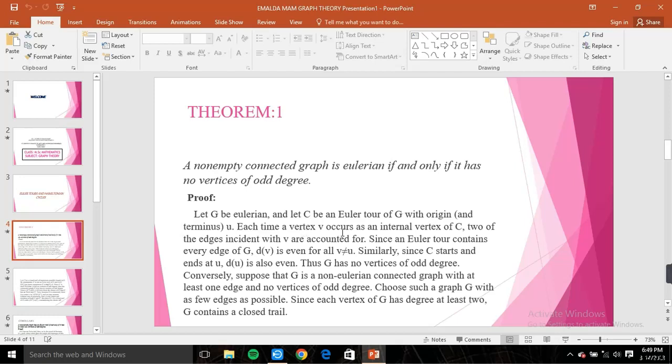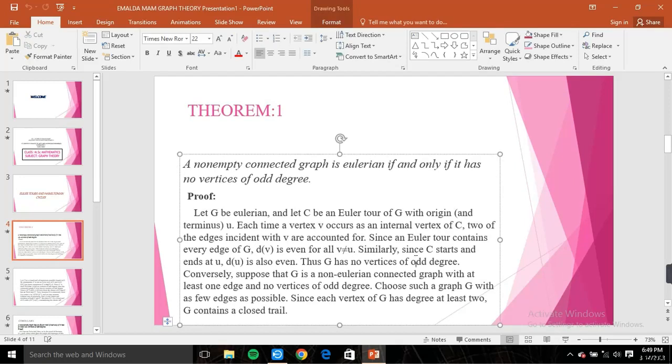Each time a vertex V occurs as an internal vertex of C, two of the edges incident with V are accounted for. Since an Euler tour contains every edge of G, the degree of V is always even for all V not equal to U. Similarly, C starts and ends at U, therefore the degree of U is also even. Hence, G has no vertices of odd degree. So in case 1 we assumed that G is Eulerian and proved that every vertex of G has even degree.